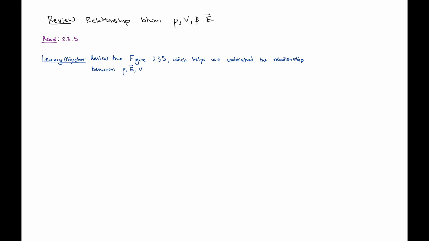Hi guys, we're going to start off this week with a little bit of a review of the relationship between rho, which is our charge density, V, our electric potential, and E, the vector electric field. And our learning objective is basically to review this important figure in the book, 2.3.5.